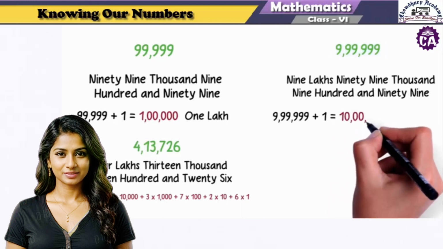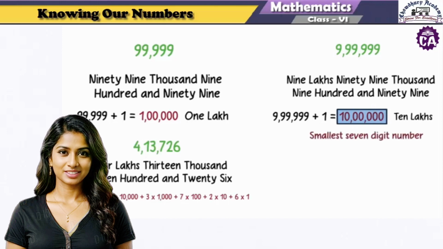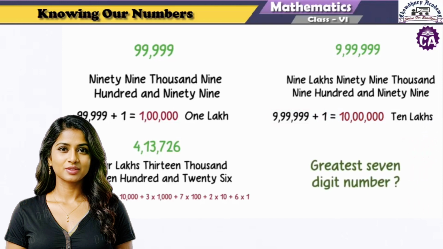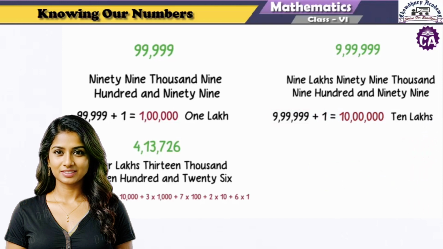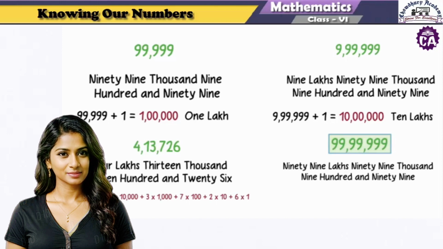We get this. This number is called 10 lakhs. It's the smallest 7-digit number. Yes, if we add 1 to the greatest 6-digit number, we get 10 lakhs. Now can you write the greatest 7-digit number? Yes, it's this one. 99,99,999.